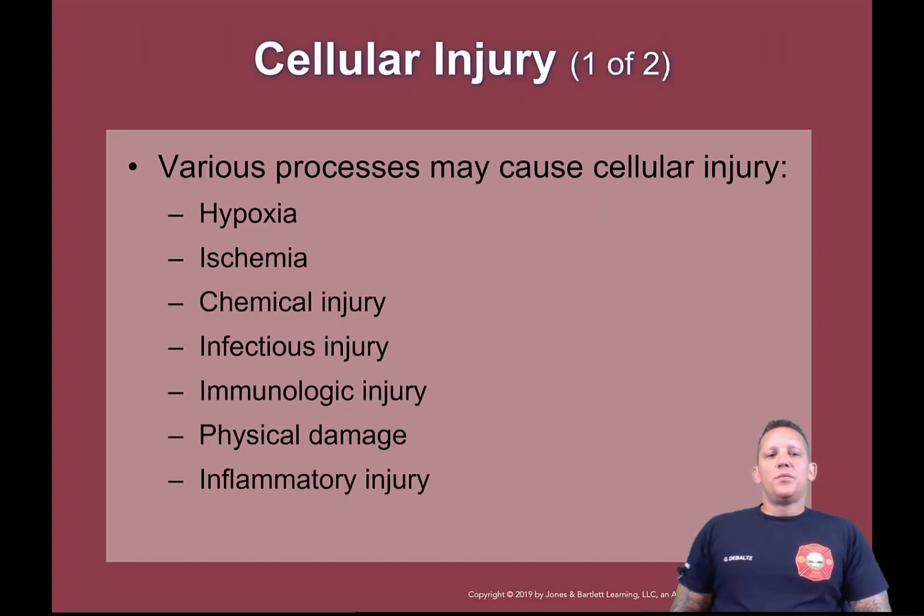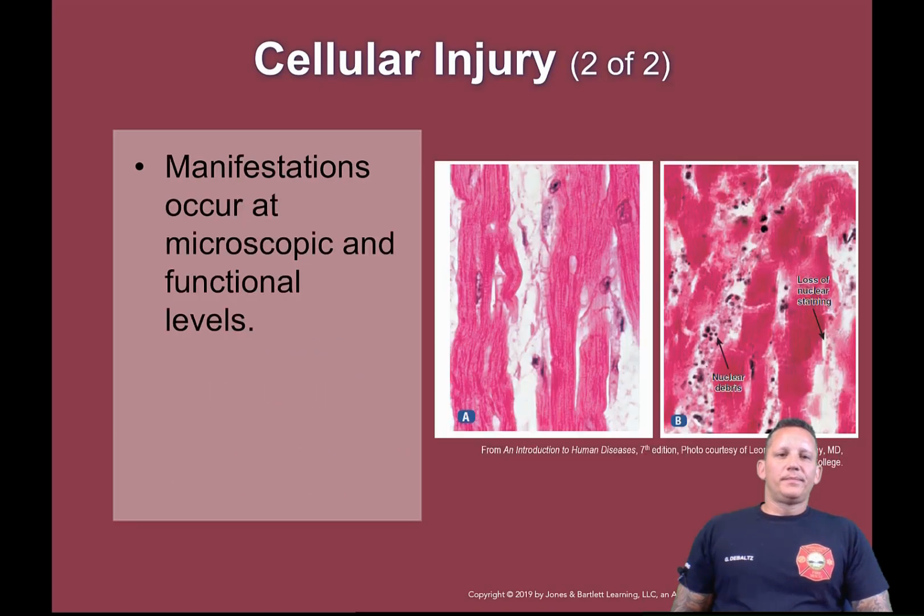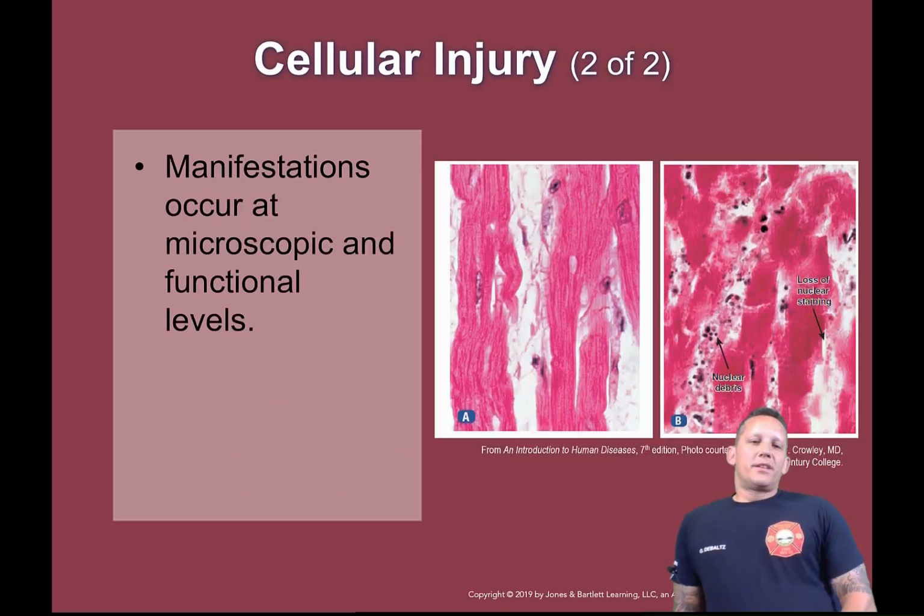Now, cellular injuries. There are a few main players in the process that cause cellular injury: hypoxia, ischemia, chemical injury, infectious injury, immunologic injury, physical damage, and inflammatory injury. We'll go through some of these processes in the next couple of slides. All right, so cellular injury continued. These are just a couple of slides of the manifestations that occur at a microscopic level.